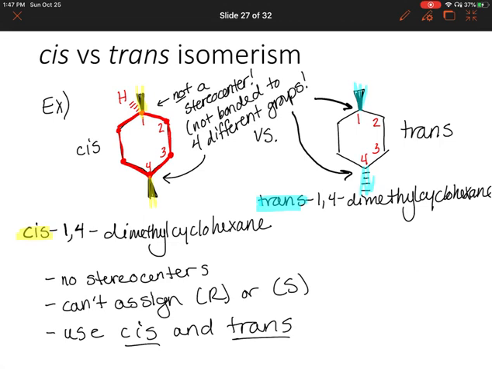Now, let's also think about these isomers in terms of constitutional isomers, enantiomers, or diastereomers. So looking at these 2 molecules, are they constitutional isomers? Are they enantiomers? Or are they diastereomers? And you can pause the video if you would like to think about it for a minute.